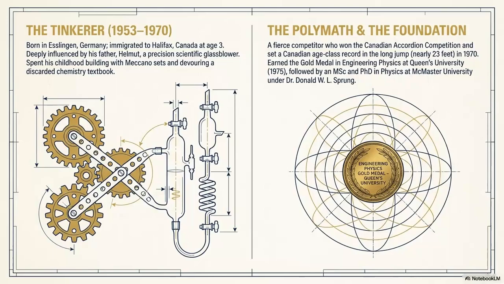A fierce competitor, he conquered the Canadian accordion competition and set records in the long jump. This drive translated seamlessly into academia, where he earned a gold medal in engineering physics from Queen's University. Under Dr. Donald Sprung at McMaster, he laid the PhD foundation for a career that would bridge the gap between mechanical curiosity and the deep, orbital complexities of the quantum world.